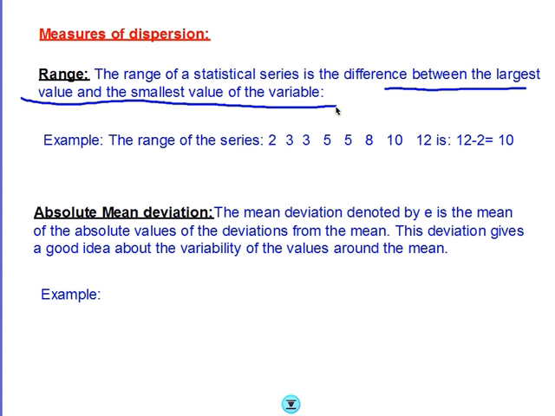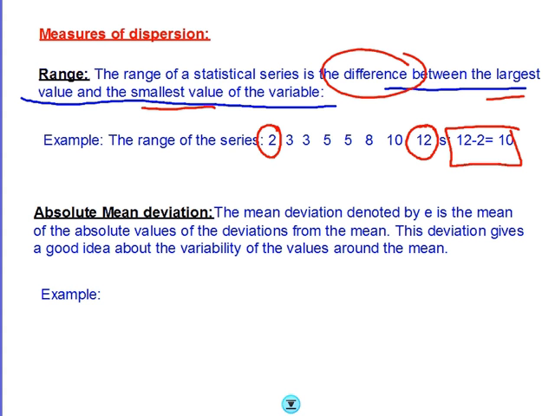So let's take this example. Let's say you have this series of numbers: 2, 3, 3, 5, 5, 8, 10, and 12. So what is the range here? We said it's the difference between the largest value and the smallest value. So what you have to do is subtract the smallest value from the highest value. You will get 10. So the range here is 10. This is the first characteristic of dispersion.